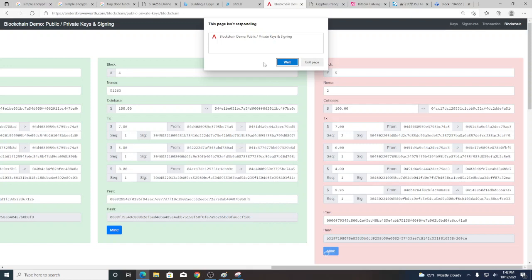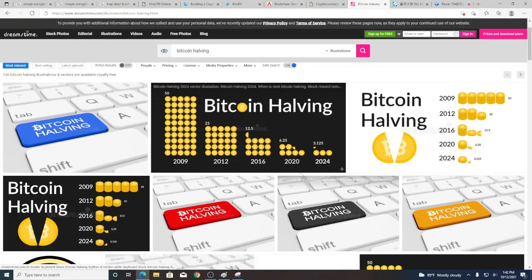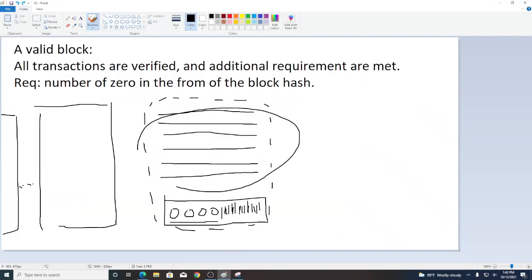It takes so much power that the website nearly crashes. We keep waiting. Oh, you see, it took 172,517 attempts for this computer to find this random number, so that finally the hash has the required number of zeros in the front and the block becomes valid. It's all green. Everything is okay. So that's how mining works.